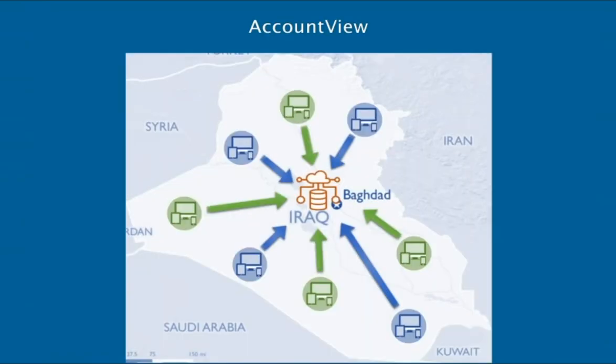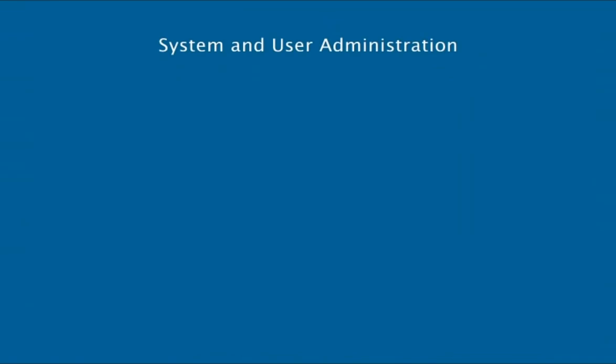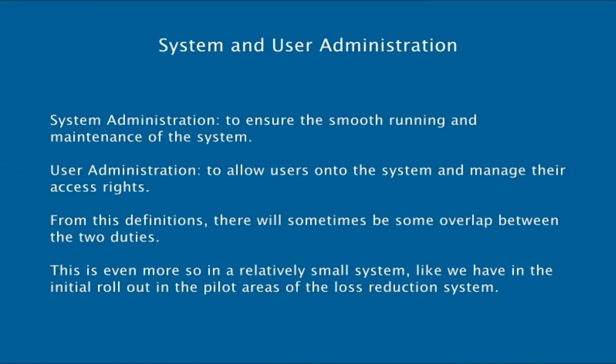The AccountView system is a multi-user web-based application that has the ability to allow hundreds of concurrent users to access and use any number of its modules with its applicable functionalities. The prime intention of system administration is to ensure the smooth running and maintenance of the system. The prime intention of user administration is to allow users onto the system and manage their rights. From these definitions, there will sometimes be some overlap between the two duties.